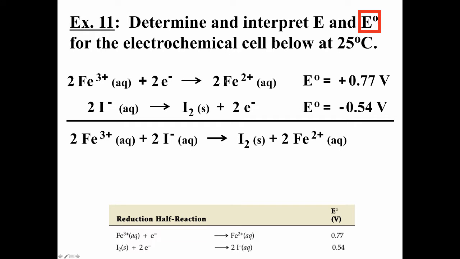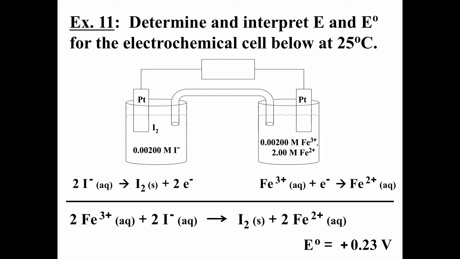So when you do your balancing, you do not change the potential for the half reaction, but if you reverse the reaction, of course, then you reverse the potential's sign. So we end up with 0.23 volts for the standard E, the E naught for this reaction. Okay, so there's our reaction.